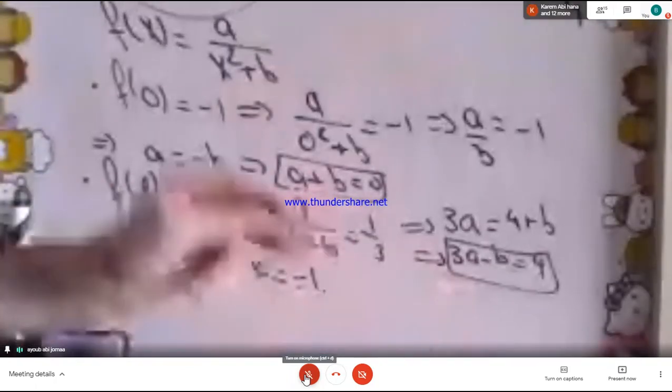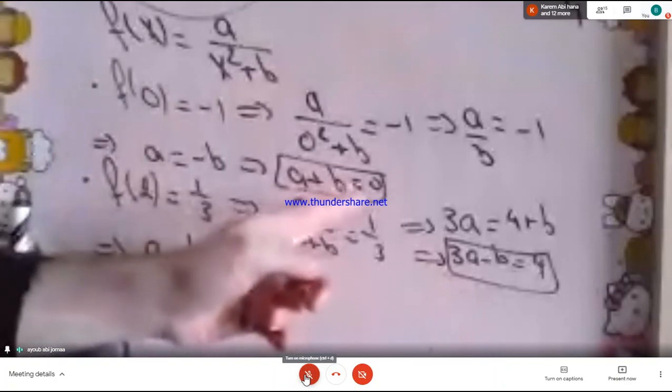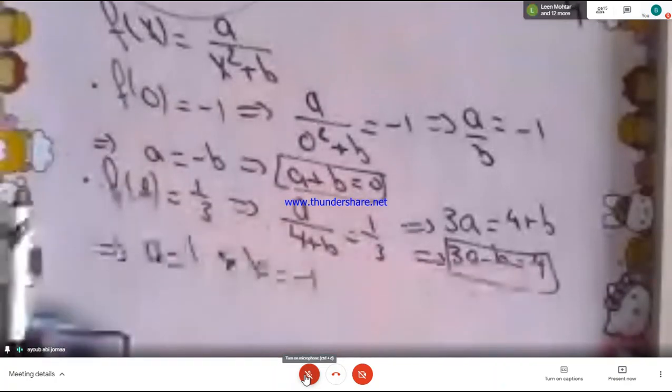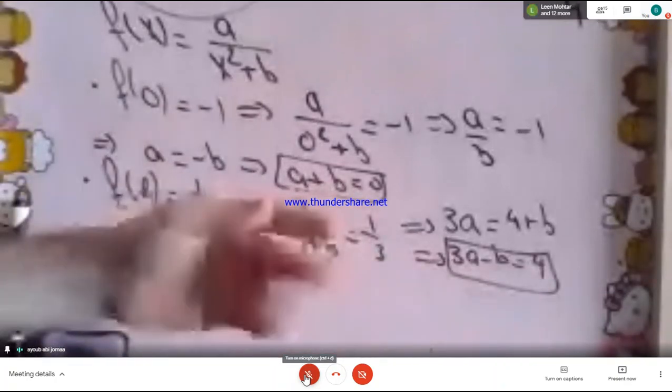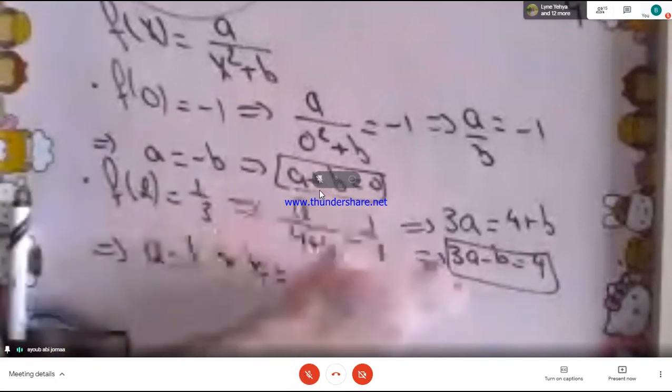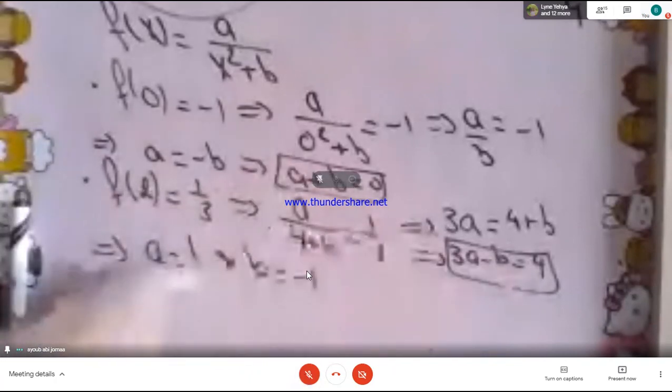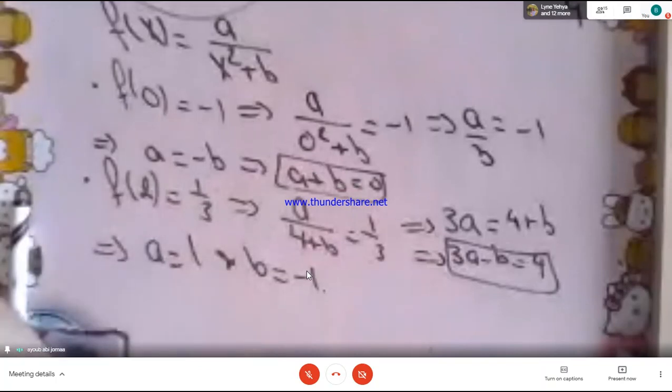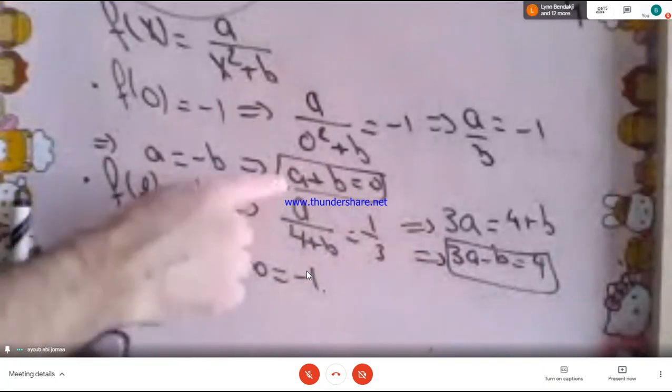Right. Now you have a system of two equations, two unknowns: a plus b equal to 0, 3a minus b equal 4. Use the calculator to solve it. Or simply add these two equations, you get 4a equal 4, then a is 1, and then b is equal to negative 1.